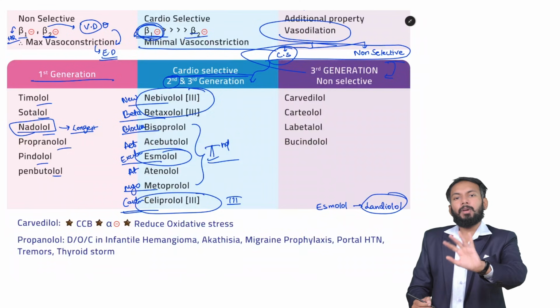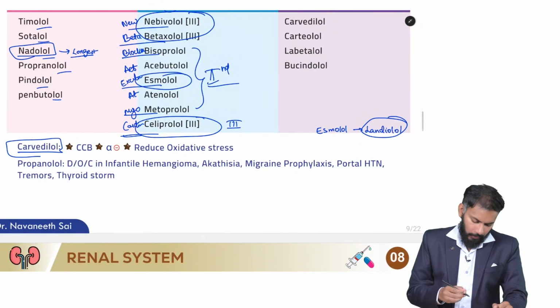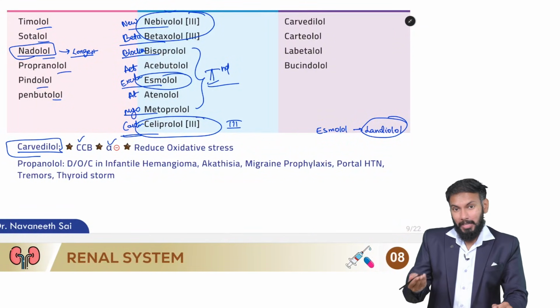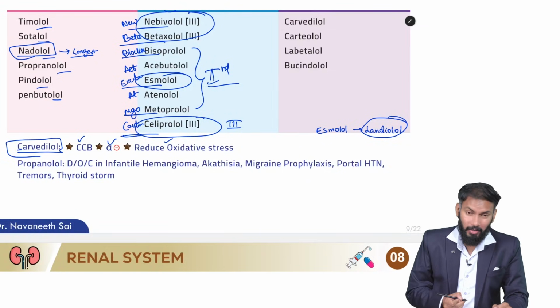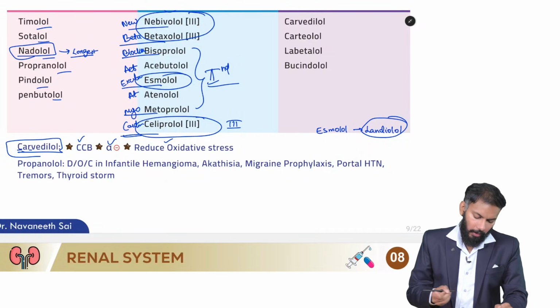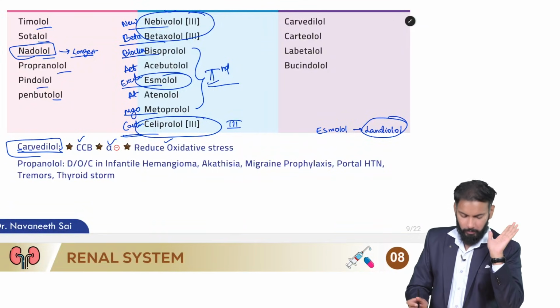Now the most important drug in all of this is carvedilol. Why is this so important? Carvedilol is a calcium channel blocker, alpha blocker, beta blocker, and it also reduces the oxidative stress. How can you remember this? C for calcium channel blocker, A for alpha blocker, R for reduces the oxidative stress. This is what I want you to remember for now. Okay, so these are about the beta blockers.